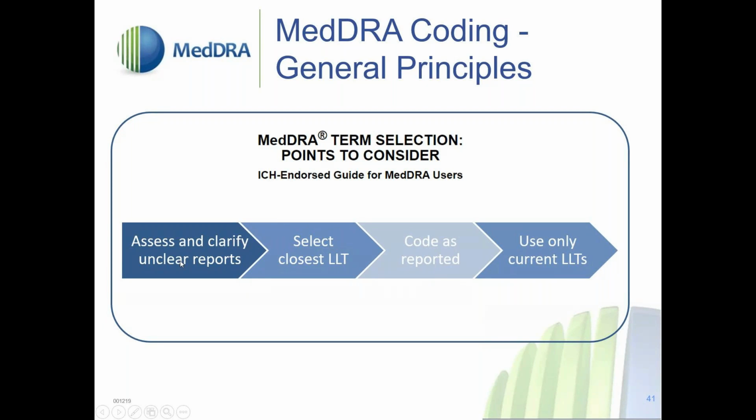If the information received is vague or ambiguous, of poor quality, ask for clarification. Coding is done on the LLT level, and the LLT that most accurately, most specifically reflects the reported incidents and events should always be selected. Nothing should be interpreted, added, and no relevant information should be omitted. This is the basic MedDRA coding rule, code as reported. And of course, only current LLTs should be used for coding. So I assume that you are all very familiar with these basic rules, so I will not go into this any further.